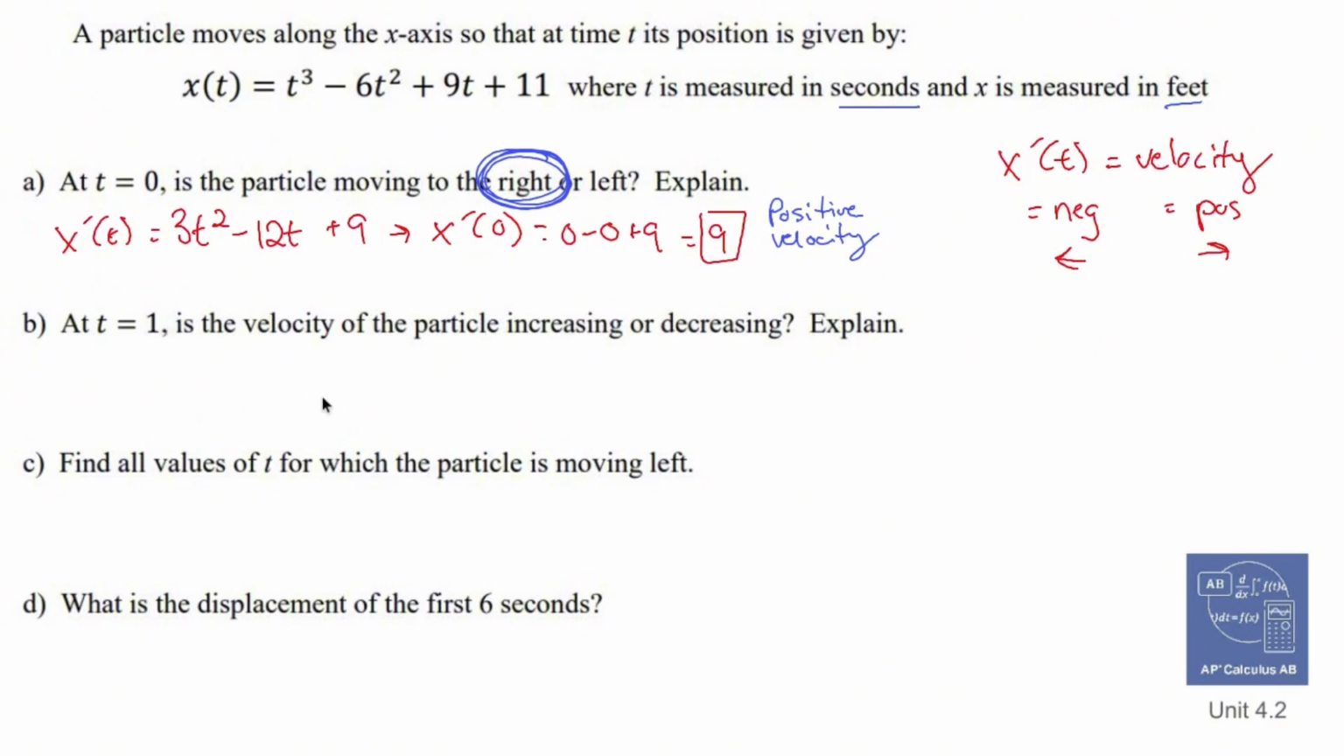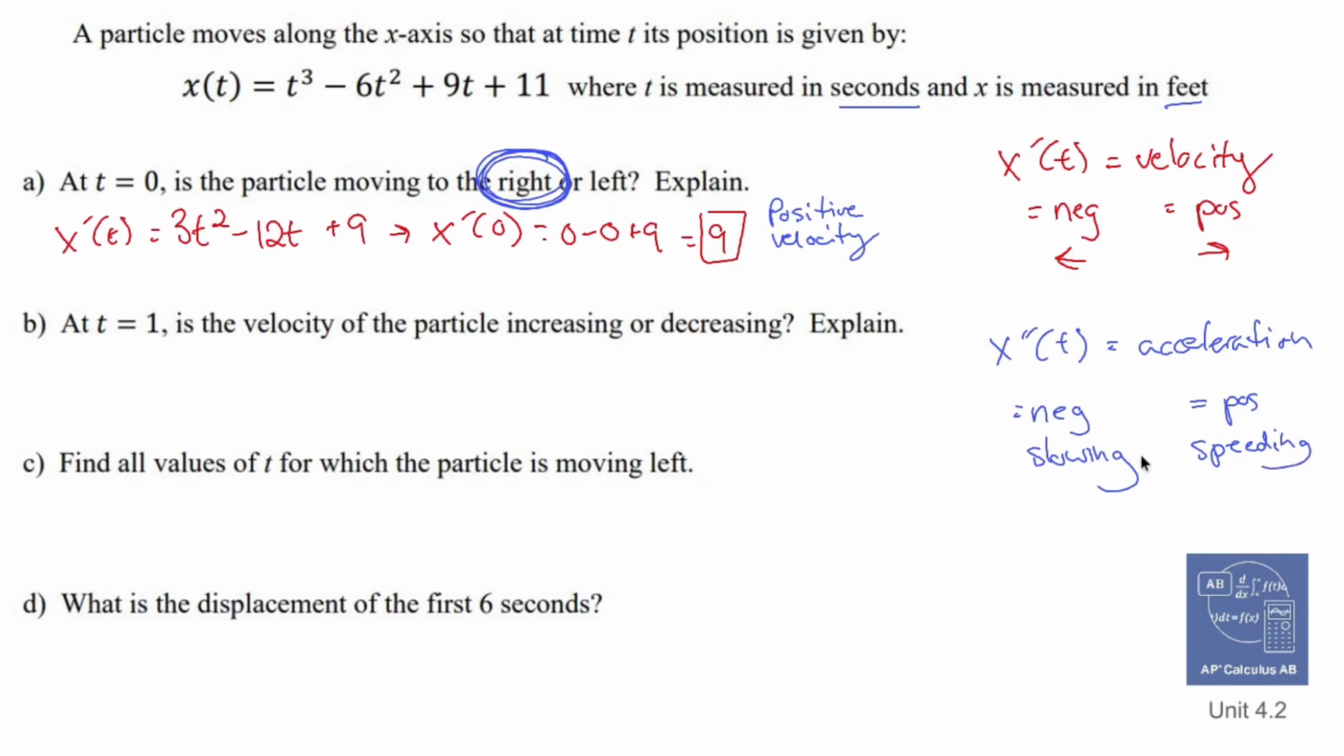At t equals 1, is the velocity of the particle increasing or decreasing? Now this is very similar to what we just did, because if I were to take the derivative again, that would give us acceleration. Now acceleration is you speeding up or slowing down. So if at this point 1, I were to get something that's negative, that means at the moment I'm slowing down. If I were to get something positive, that means I'm speeding up at that moment, right?